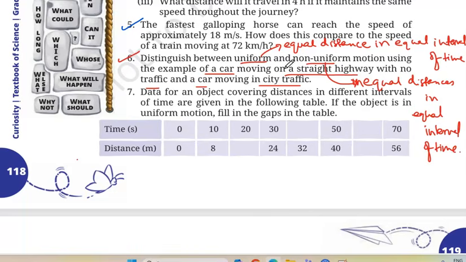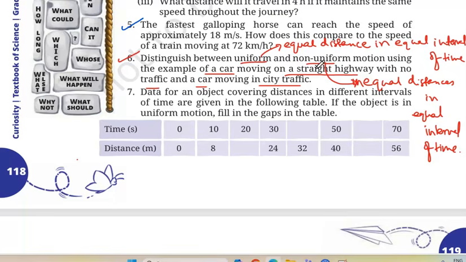Okay, now if we compare these two with the help of the example of a car that is moving on a highway with no traffic and a car that is moving in city traffic, what do we say? If we are talking about uniform motion, then a car moving on a straight highway with no traffic is an example of uniform motion. Because it does not see any traffic, it is covering equal distance in equal intervals of time. It is moving with uniform speed.